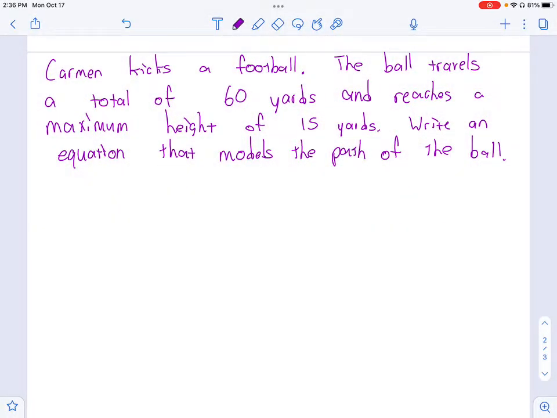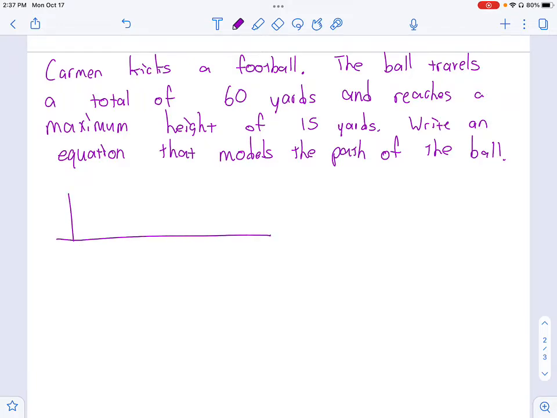Okay, so let's look at a second example here. So now we have Carmen kicks a football, and the ball travels a total of 60 yards and reaches a maximum height of 15 yards. Write an equation that models the path of the ball. So anytime I'm given some sort of modeling question, I start by drawing a little picture.